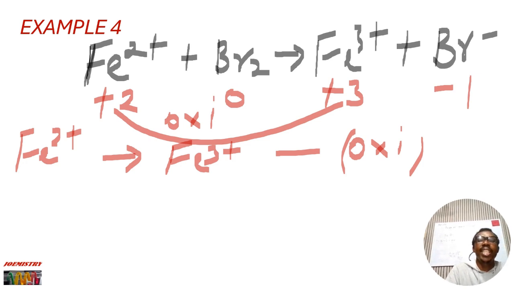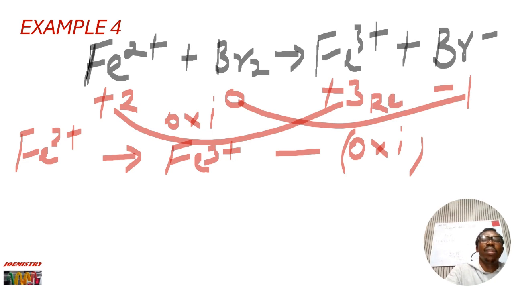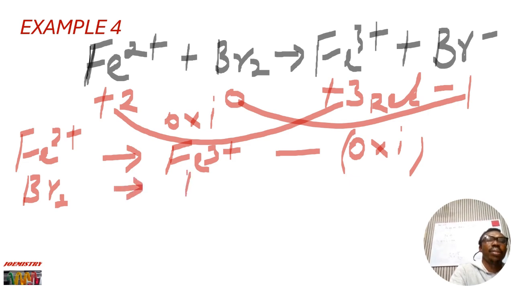Then reduction is the decrease in oxidation number. So from 0 to minus 1, that is reduction, which is decrease in oxidation number. So we have Br2 bromine to give you the bromide ion, which is the reduction half cell.